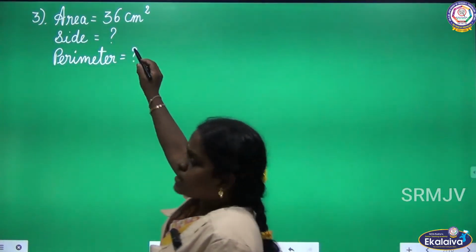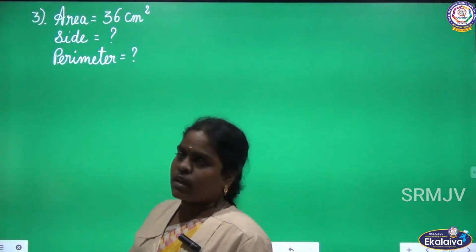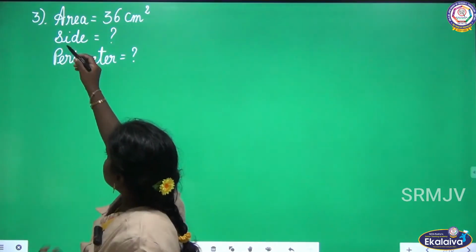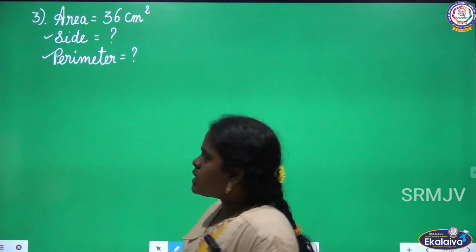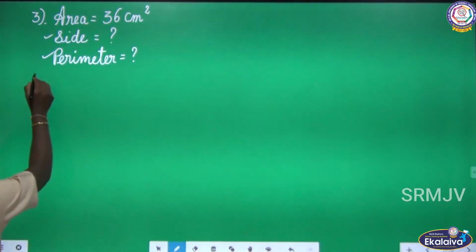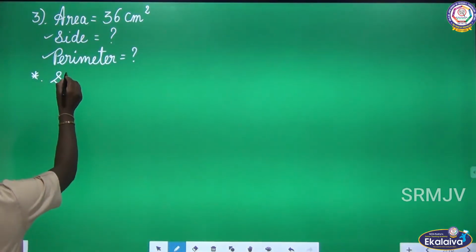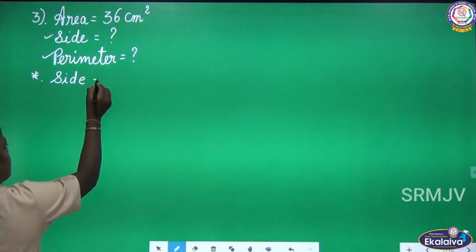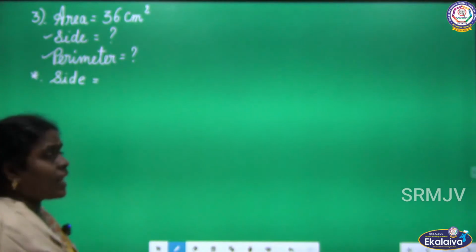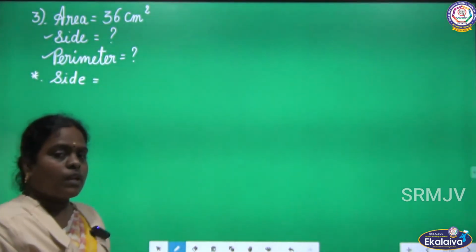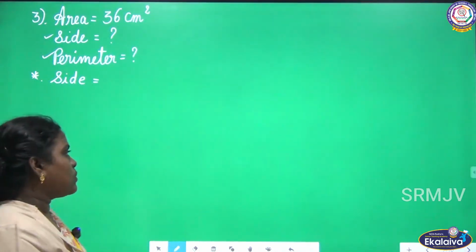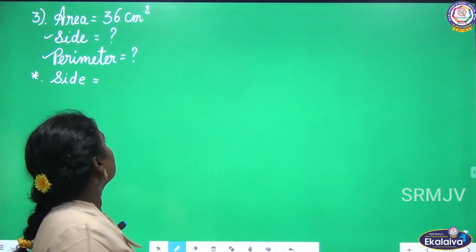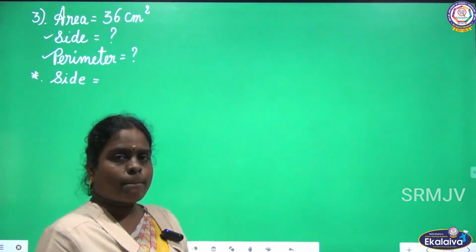Area is given, it is 36 centimeter square and we need to find the side and perimeter of the square. First let us find the side of the square. Listen, children, if area is given, we need to find the side first, then we will find out the perimeter. How to find the side when area is given?